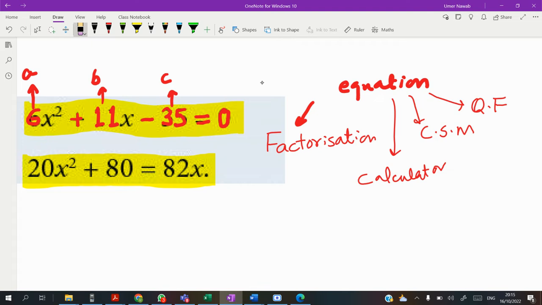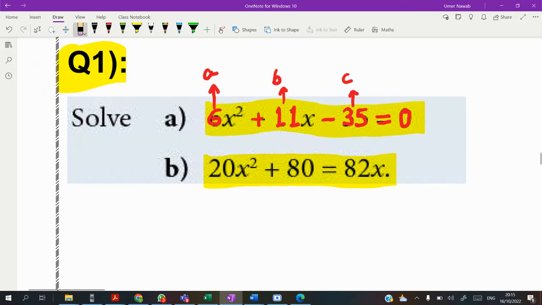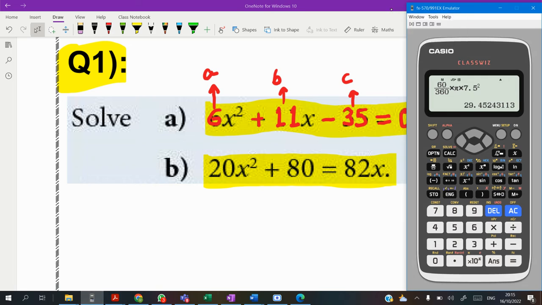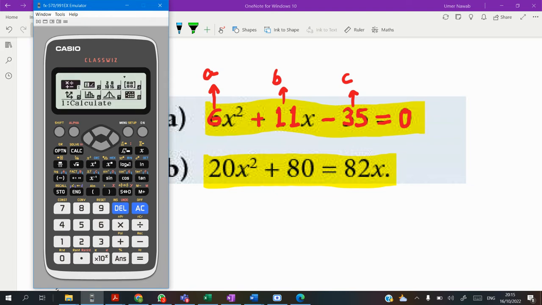All these things, inshallah, we will be discussing in this video, but the present question is just related to the use of calculator, and we try to solve it by factorization. We need to go to the menu and go to the polynomials, degree 2. Now enter the coefficient of x squared, which is 6, and then the coefficient of x, which is 11. Enter. Then minus 35. Enter.